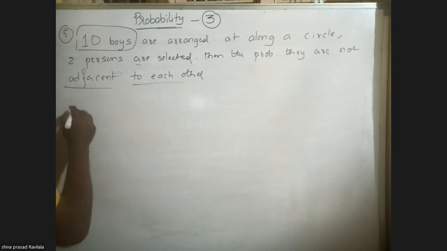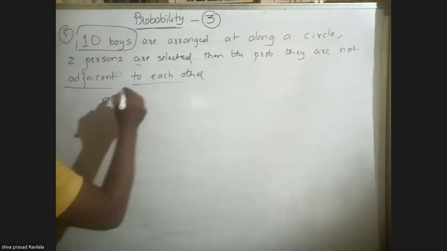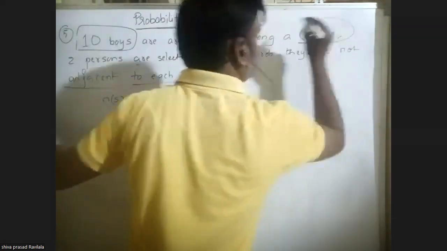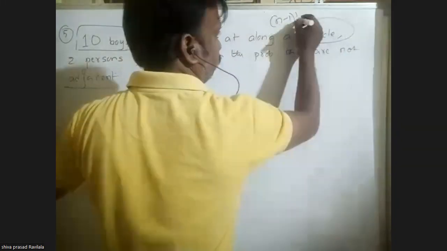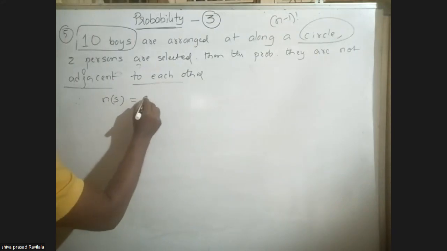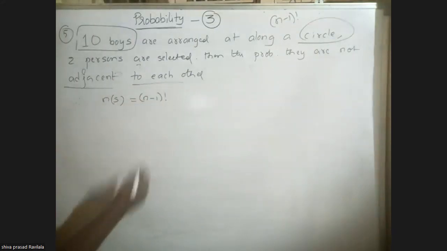Right. In this first one, n of S is equal to... again, same condition, we are forming a circle. Therefore, our formula is n minus 1 factorial. n of S is equal to n minus 1 factorial. Can anybody tell me how you define n of A? They are not adjacent to each other, not sitting next to each other.